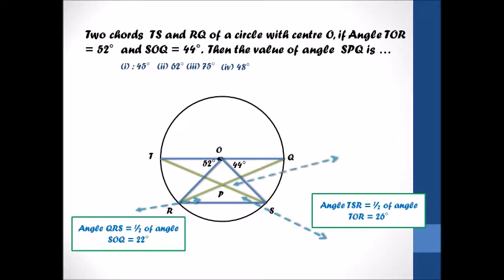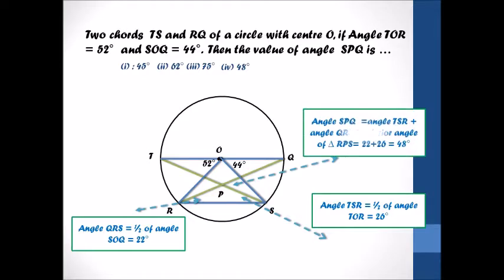So, by using the exterior angle property of triangle RPS, that is, exterior angle is equal to the sum of opposite interior angles, we can find angle SPQ as the sum of 26 plus 22, that is 48 degrees. Therefore, the answer for this question is option 4.